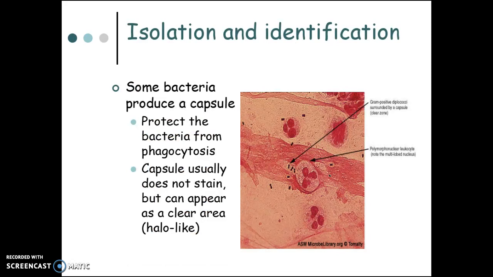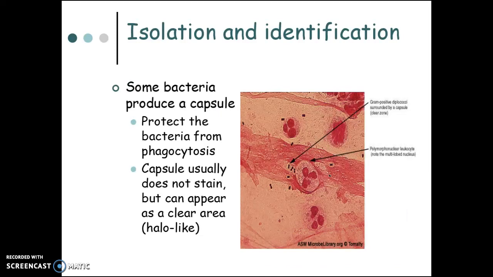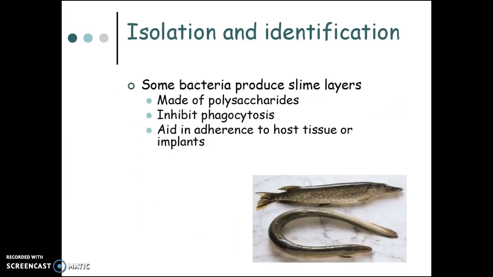Some bacteria produce a capsule. Why do they produce a capsule? Because it is to protect themselves from phagocytosis. So the capsule, when we stain it, does not stain. It appears like the one in the picture, as a clear area, or what we call the halo. It is quite the same as when we do antibiotic testing. Besides producing a capsule, bacteria also produce slime layers. Again, it's the same thing, to inhibit phagocytosis.